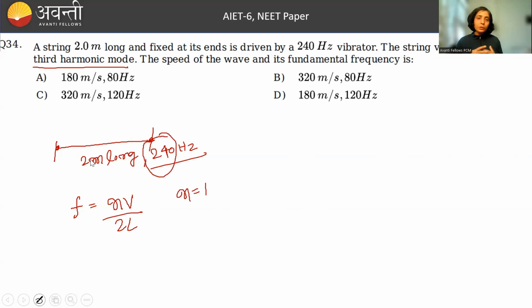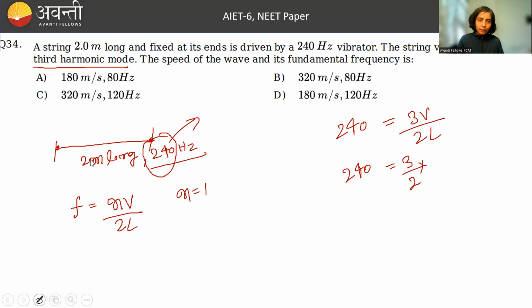Look, in this question what you need to realize is what is given. A string 2 meter long, with two ends fixed, is driven by a 240 Hertz vibrator. So the body responsible for vibrating this fixed string has a frequency of 240 Hertz, and the string vibrates in its third harmonic. That means for the third harmonic the frequency given is 240 Hertz. So 240 Hertz, what will you write it as? 3v by 2L. And here 240 equals 3 by 2 into v.